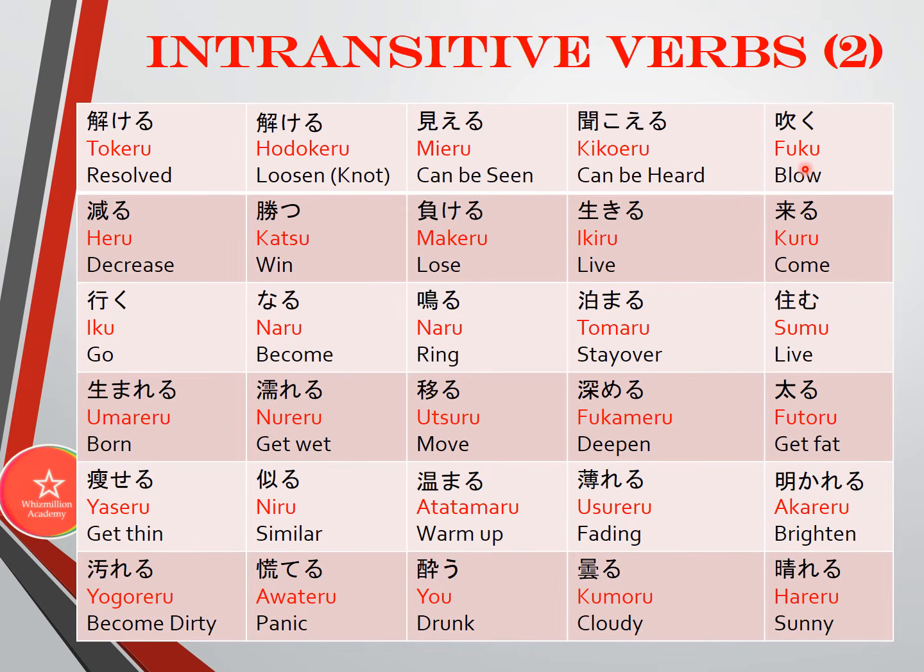Blow, fuku. Please take note that mieru and kikoeru are not just intransitive verbs, but also potential intransitive verbs. Please look at our grammar lesson 29, and you will understand what a potential intransitive verb is. Decrease, heru. Win, katsu. Lose, makeru. Live, ikiru. Come, kuru. Go, iku. Become, naru. Ring, naru. Stay over, tomaru. Live, sumu.